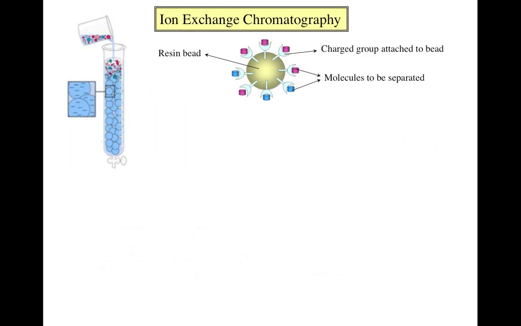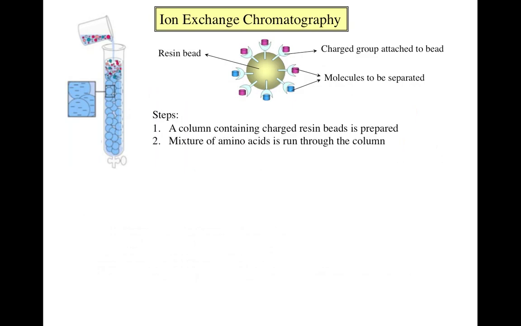A very general overview is as follows. First, a column containing resin beads is prepared. A mixture of amino acids is run through the column. As the mixture runs through the column, fractions of given volumes are collected from the bottom of the column and analyzed. There are different types of resin beads that can be used depending on the types of amino acids you're trying to separate.